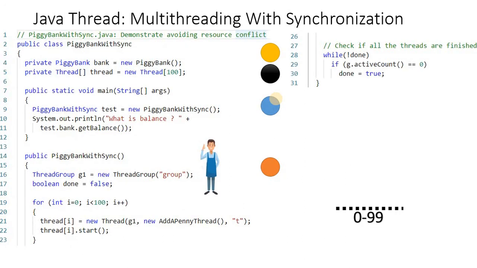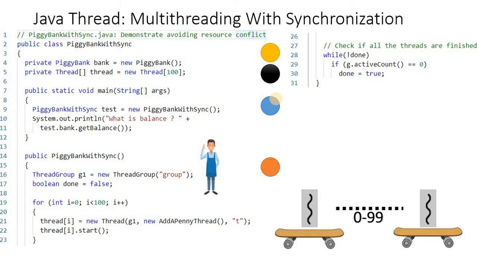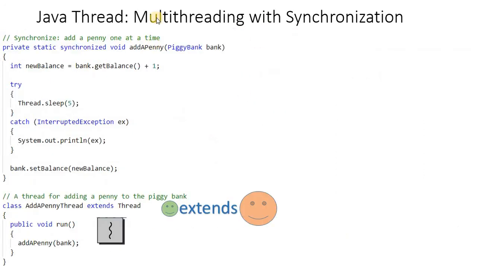And this is the main class, almost the same as without synchronization. Objects are created, threads are created from 0 to 99, but all we need to learn here is the synchronized method. That's all. If there's a synchronized method here, there are 100 threads, but only one thread accesses at one time. Keep that in mind.